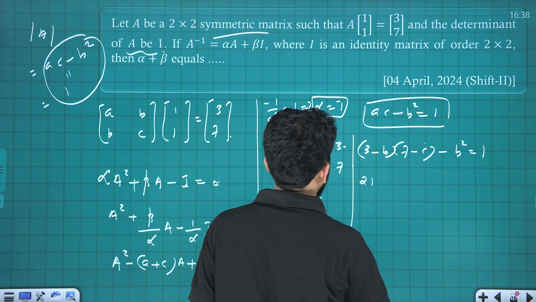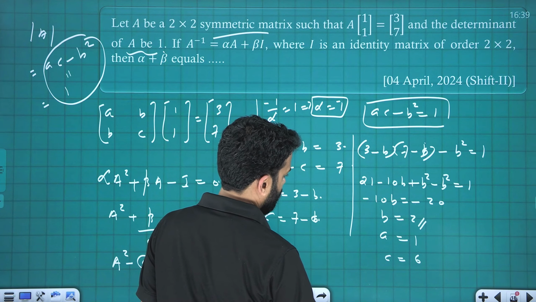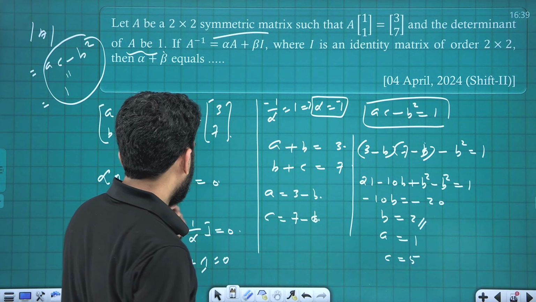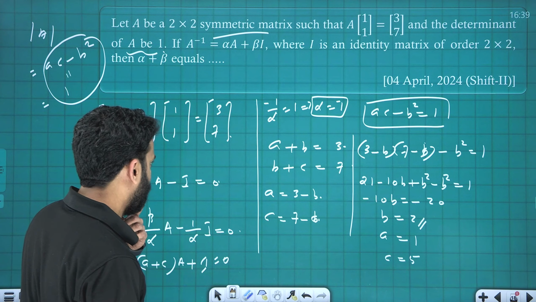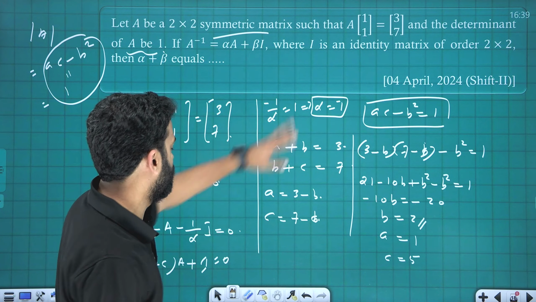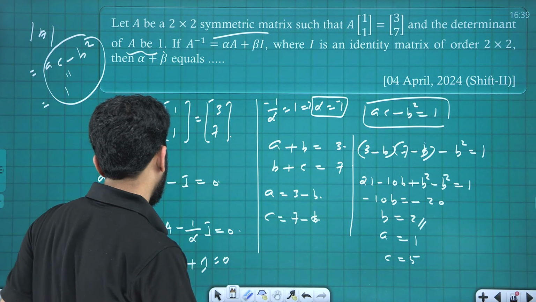Now you got B. If B is equal to 2, then what is A? A is 1 and C is what? 5. Sorry, C is 5. Oh, it's an integer question, right? So you need to find beta and alpha. Alpha you already got, right? Alpha is equal to minus 1. We can compare this and this.